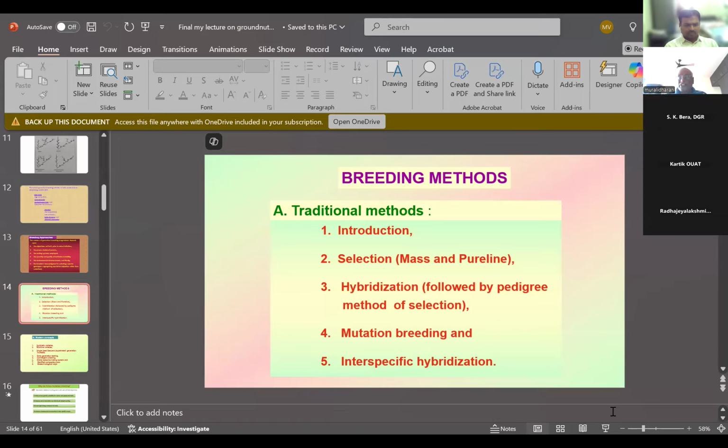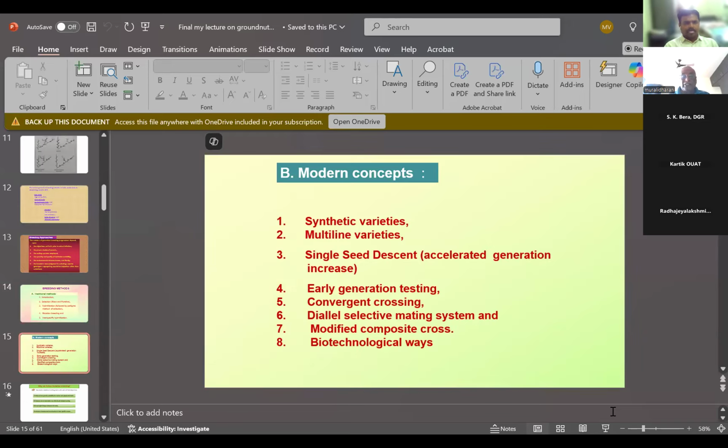Only for the last 2 decades are we going for the quality aspect. Now we have given importance to mutation breeding and interspecific hybridization for disease resistance and breaking linkages, and other things. So these are the modern concepts.